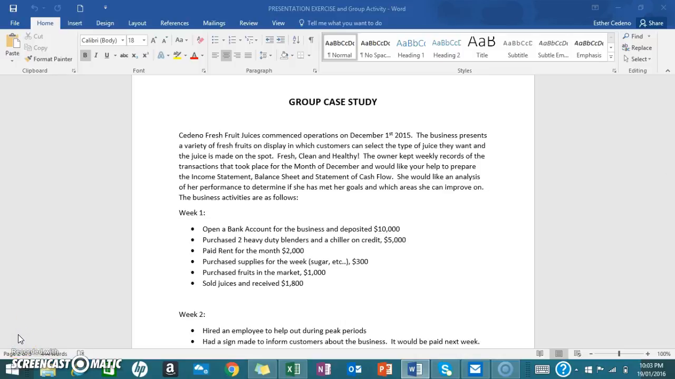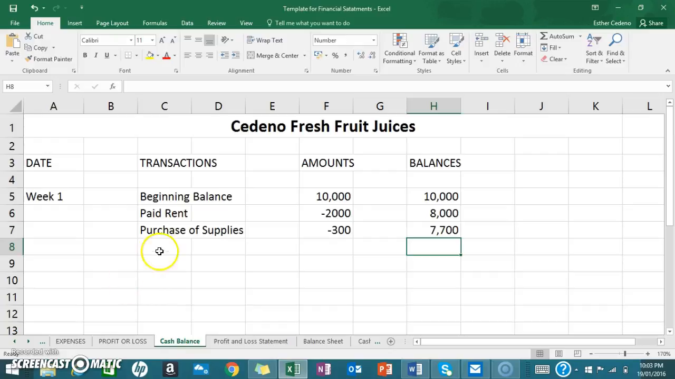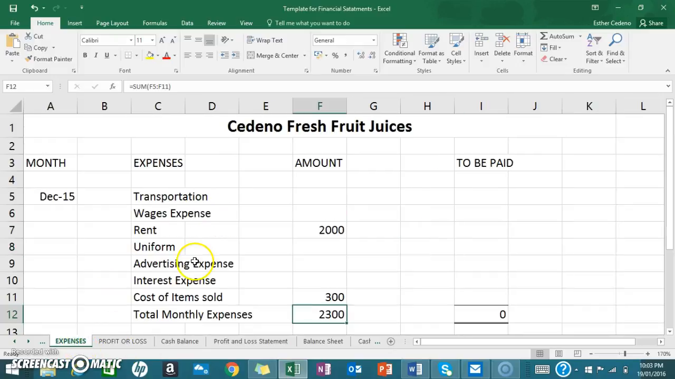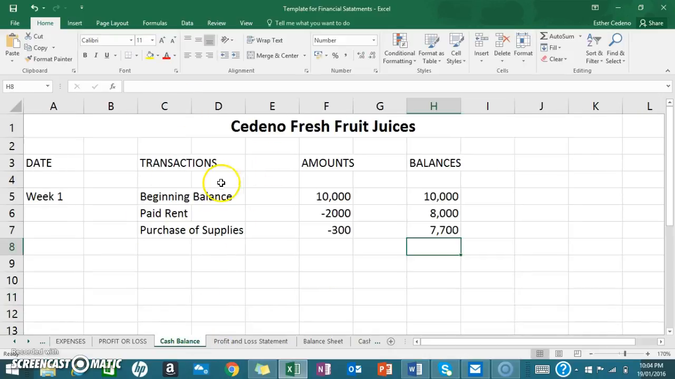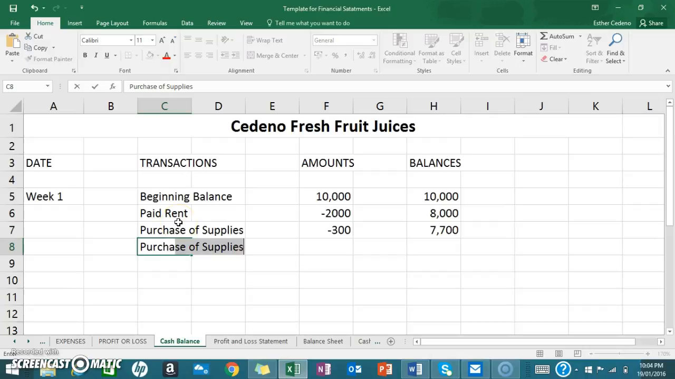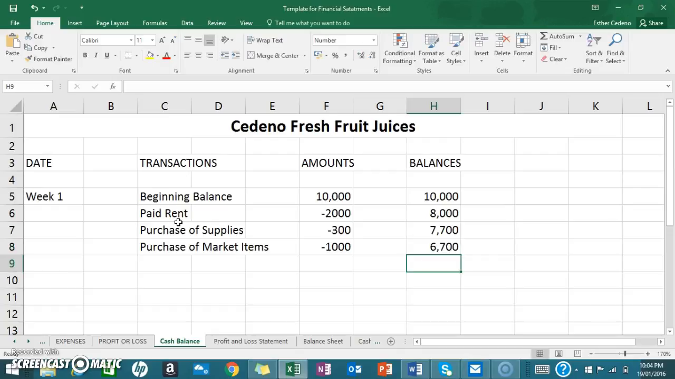Okay, so the next step we're doing here is the purchase of fruits for the week for the market, which is $1,000. So we're going to the expense. Now, because this is part of also making the juice, we're going to include it or add it on to the 3,000. So we have 1,000 added there, and the cash purchase of market items. And I'm going to take out the $1,000 that was spent, bringing the balance down to 6,700.